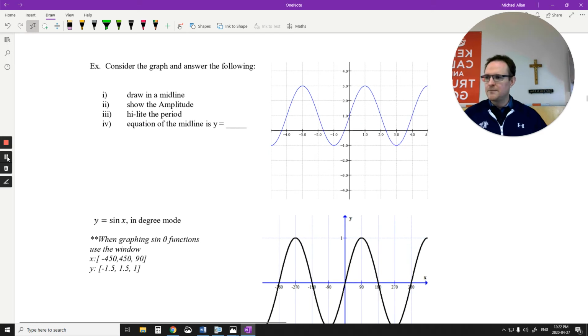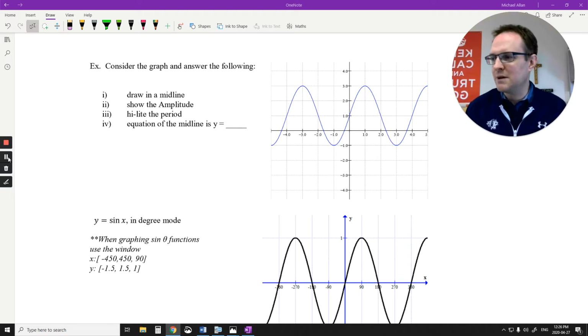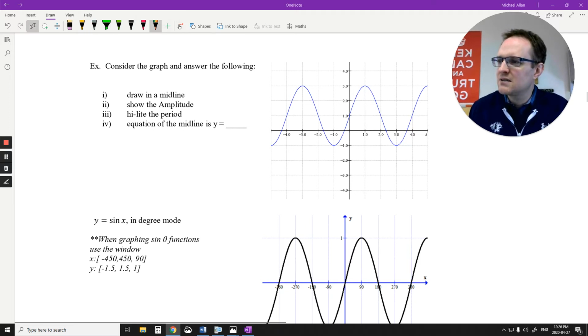Okay, so let's look at these graphs here and try to determine what's the midline. As it says, what's the equation of the midline, and let's draw the midline. What's the amplitude? You could just show that on the graph, and we'll actually just calculate or measure what it is, and we'll highlight what the period is. Highlight, maybe just determine it or show what it is on the graph here. So let's go through and draw the midline.